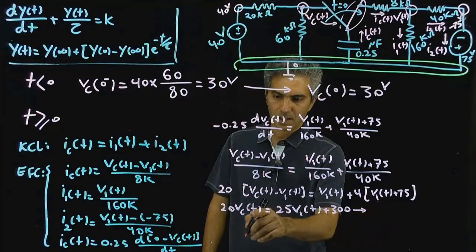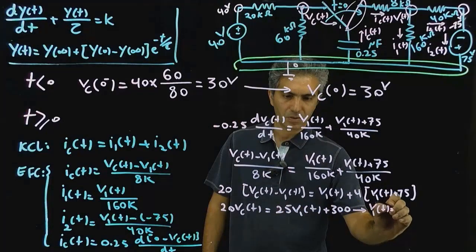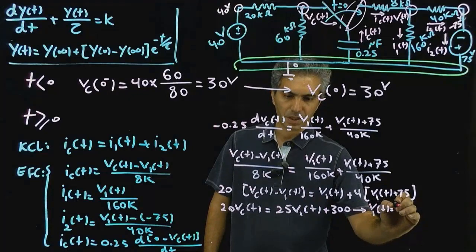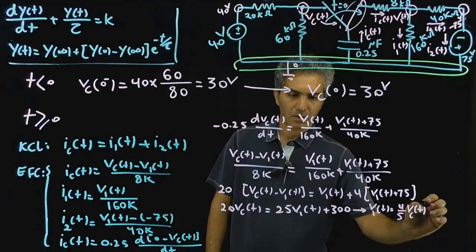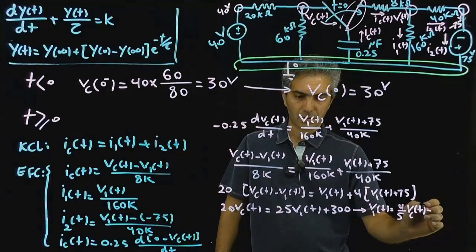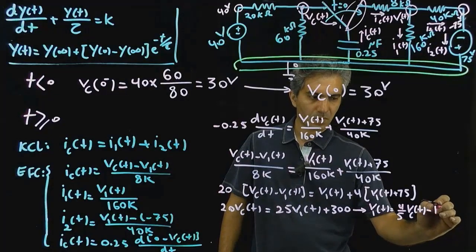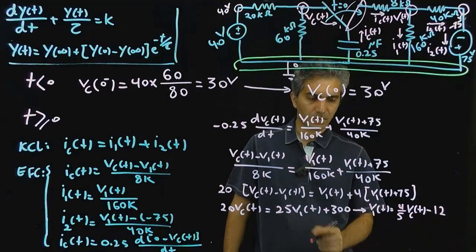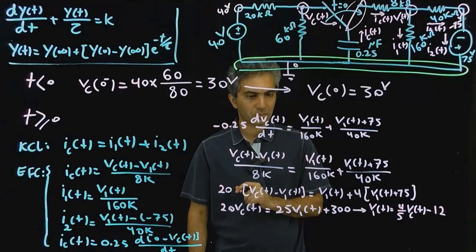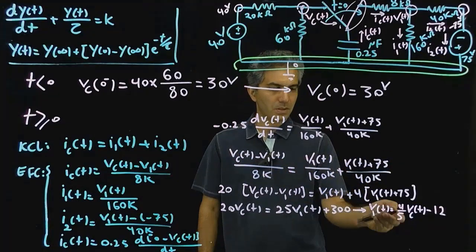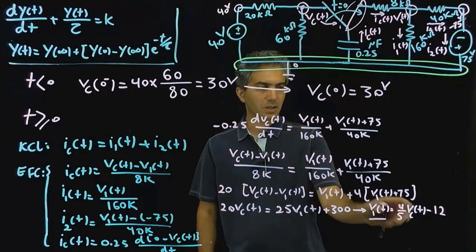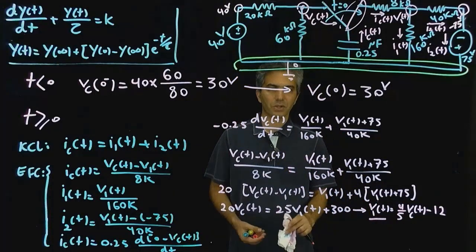So from this, I have V1t is equal to 20 divided by 25 Vct, which is 4/5 Vct, minus 300 divided by 25, which is 12, if I'm not mistaken. Minus 12. Yes. So now I can put that back into that equation, and I get one equation. I put this V1 back into this equation, and I get one equation that is only a function of Vct. It's a differential equation that is only a function of Vct.